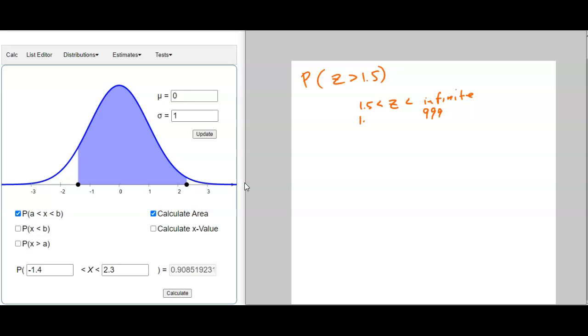So these are going to come out to be almost exactly the same. Since you can't put in infinity, we just put in a very large positive number there.